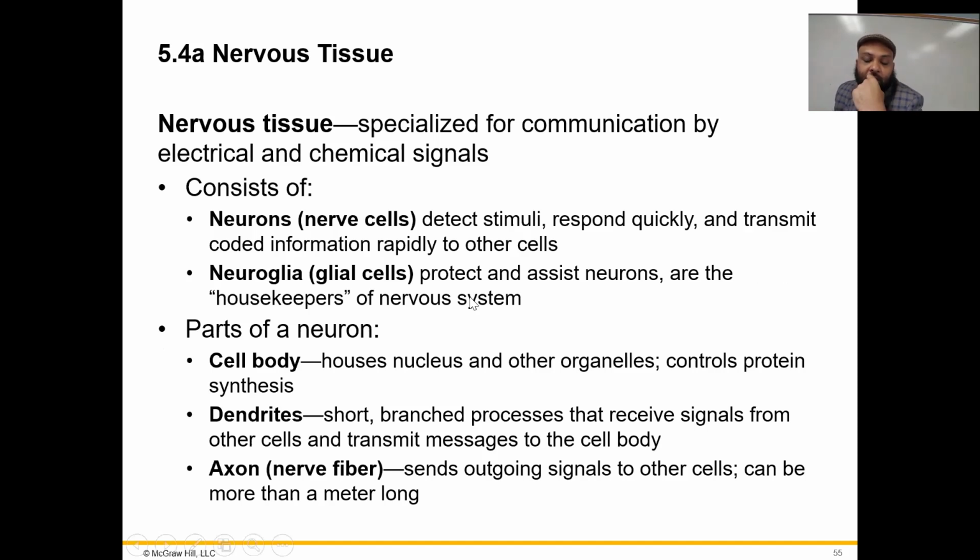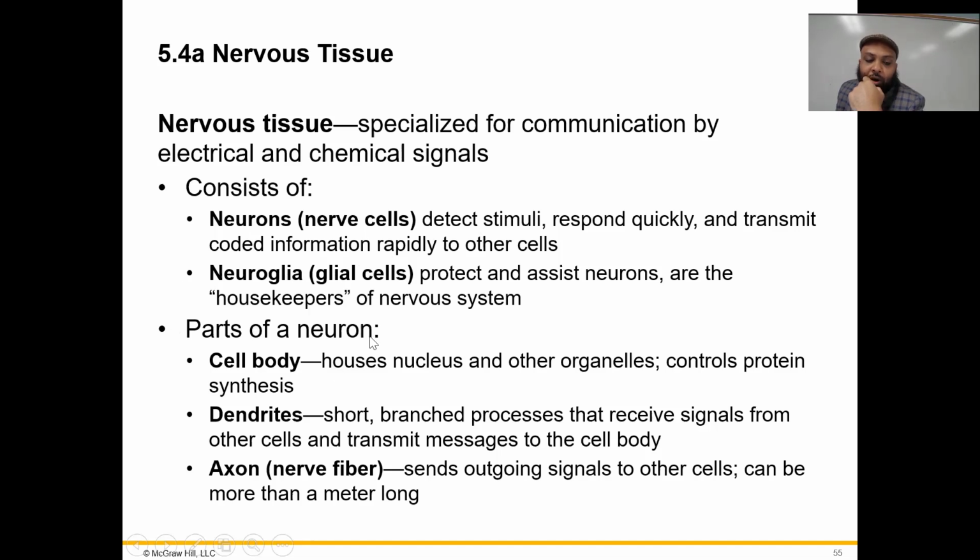Nervous tissue. Nervous tissue is specialized for communication by electrical and chemical signals. It consists of neurons, which are nerve cells. Neurons detect stimuli, respond quickly, and transmit coded information rapidly to other cells. Neuroglia are glial cells that protect and assist the neurons and are the housekeepers of the nervous system.